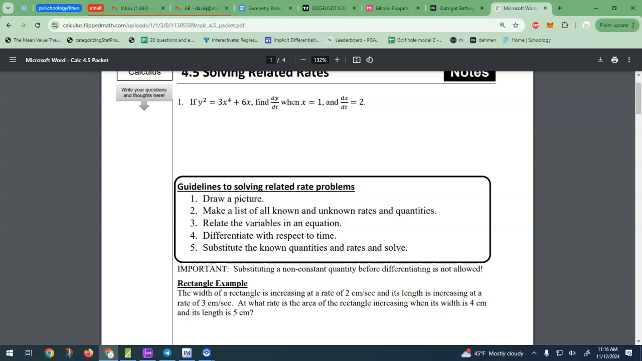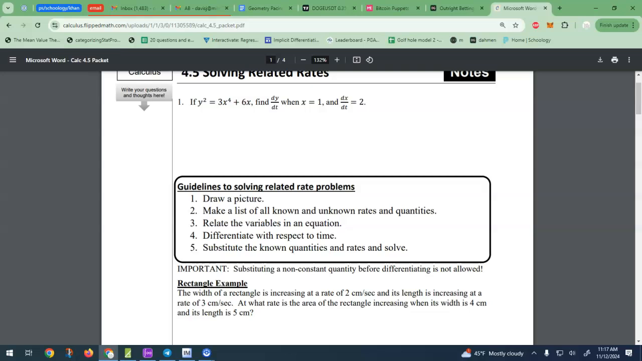d2y times dy dt equals 12x cubed times dx dt plus 6 times dx dt. It might look like they didn't give us enough, but they did. It's just in this annoying way.